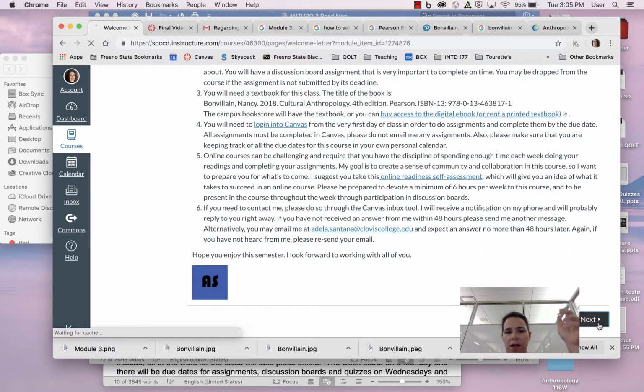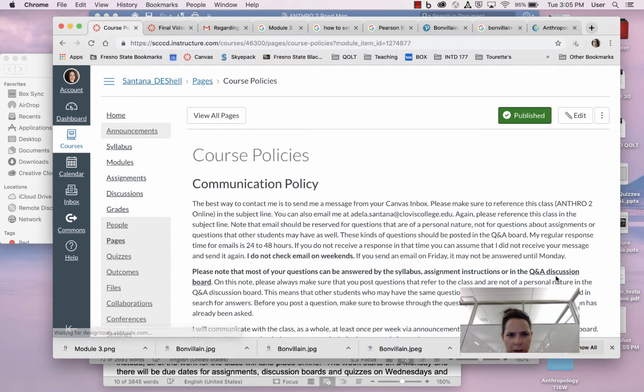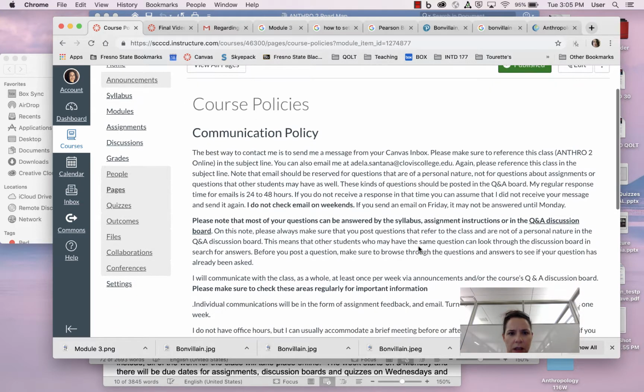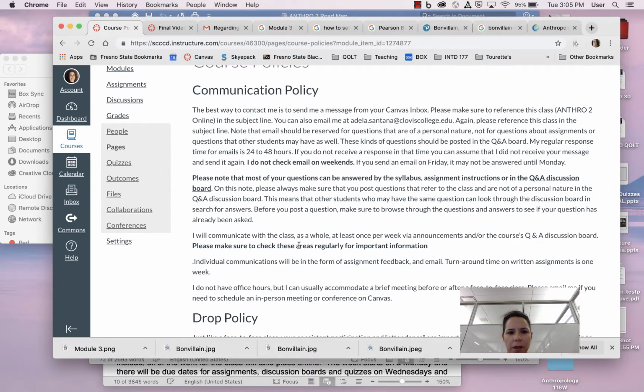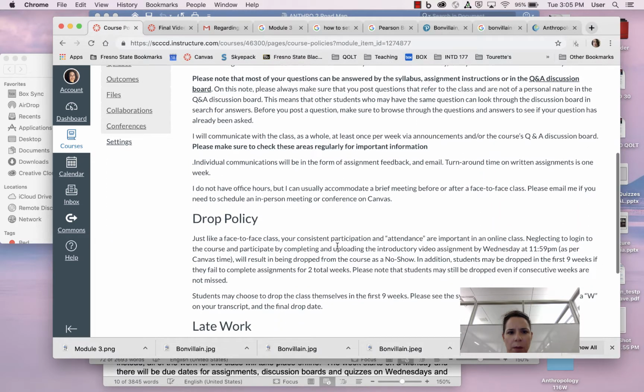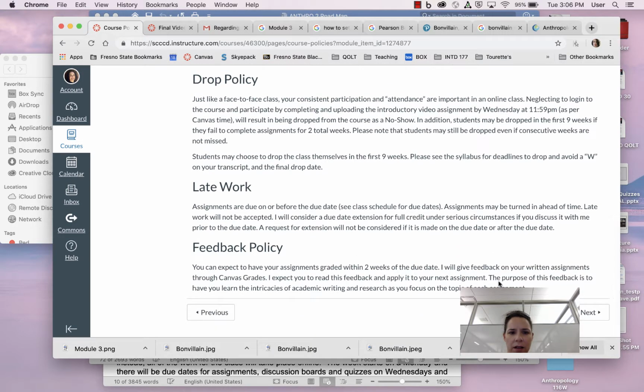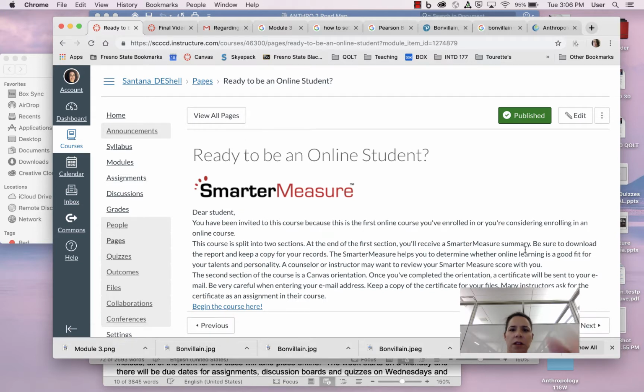There's a self-assessment too coming up, but okay. So this is the course policies page, which includes my communication policy, how to contact me, what to expect in response. What else? The drop policy, late work, and the feedback policy. And then after that is the online readiness self-assessment, which is here as well, and then the letter.